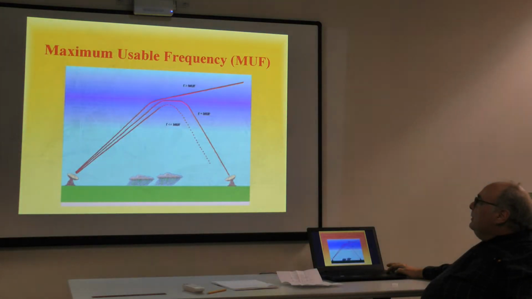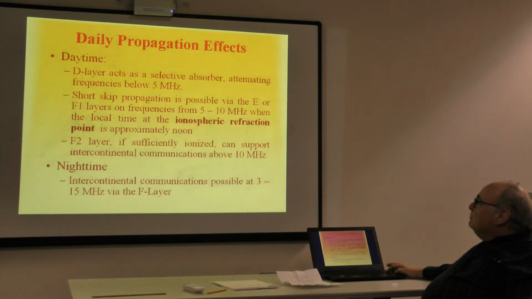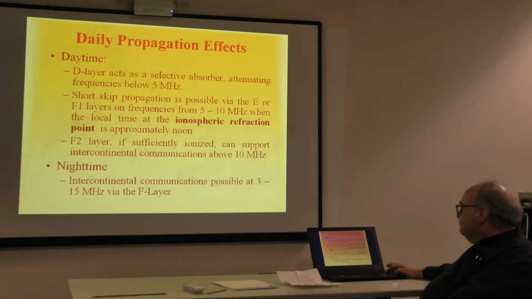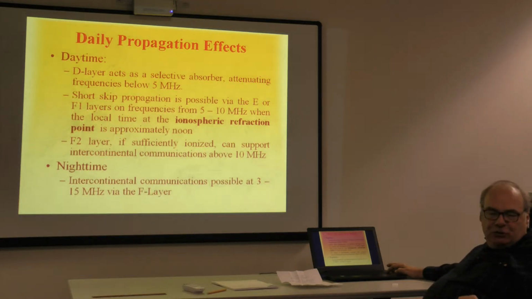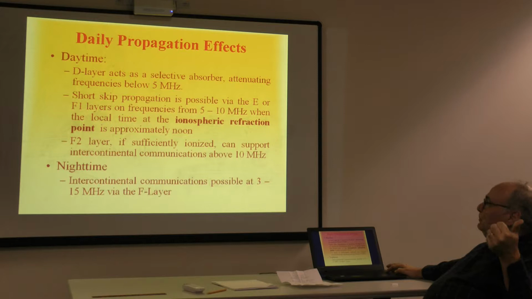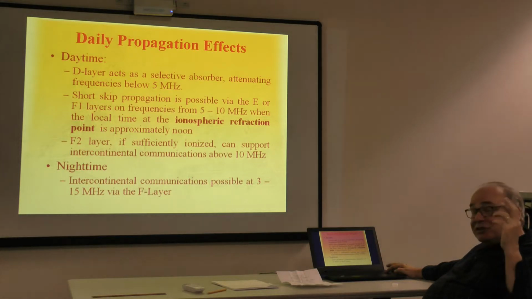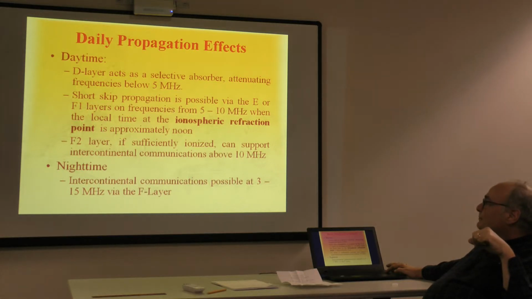All right. From here, it just goes into a little bit of discussion about daily propagation effects. And what I want to do is just make a couple more points, and then we will shift back to a more specific gray line oriented part of the presentation. So it says the D layer acts as a selective absorber and definitely attenuates frequencies below 5 megahertz and still, by the judgment of most, below 10 megahertz.